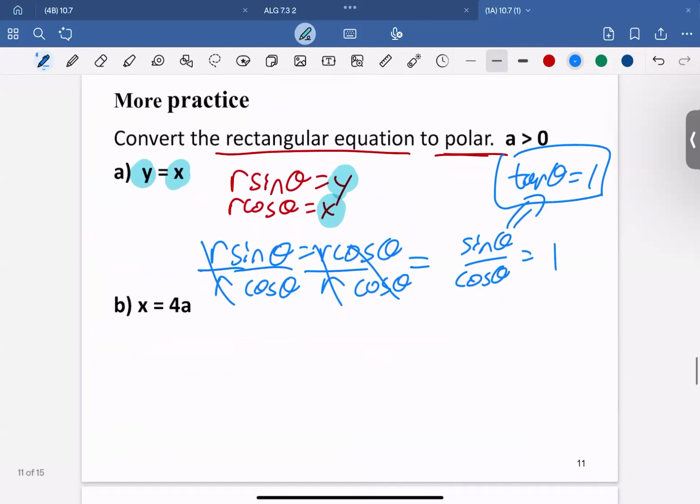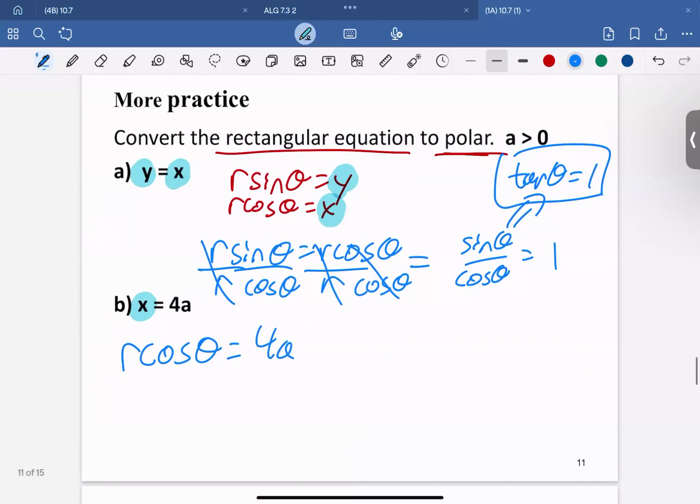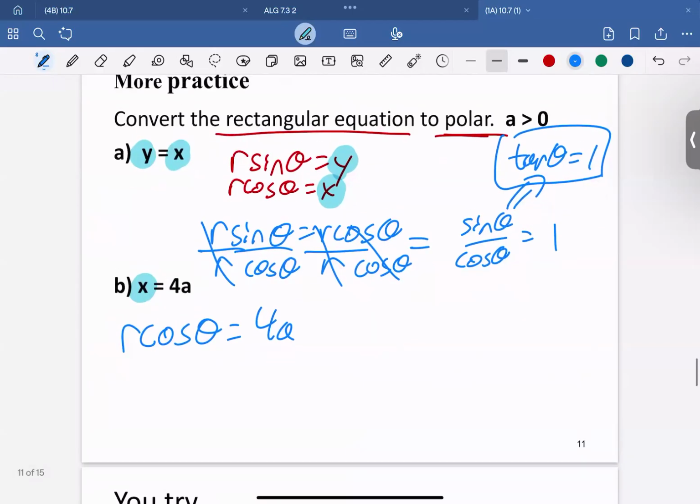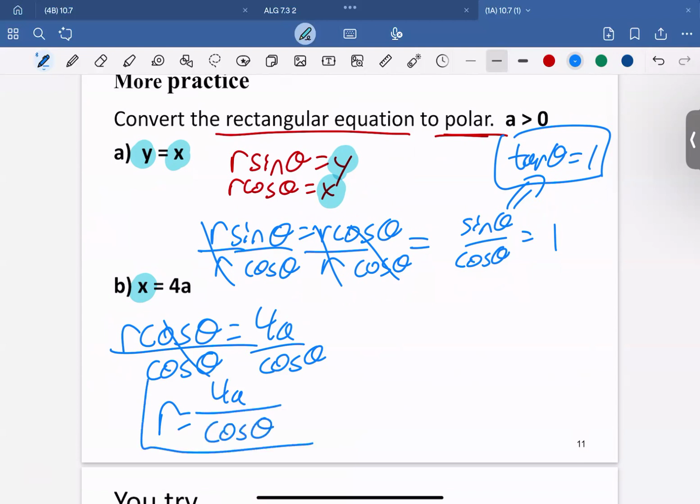Nice. All right, look at B. We have another x here. No y though. So let's just plug in for what we know, which is our x. So r cosine theta is equal to 4a. And I mean, we're converting to polar, right? So I'm just going to isolate this r, giving me r equals 4a over cosine theta. Nice.